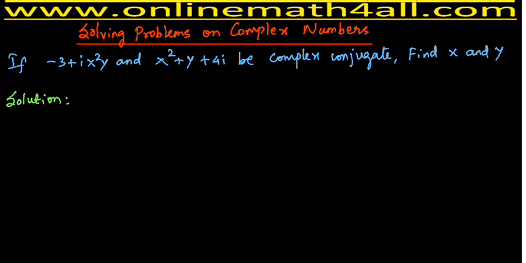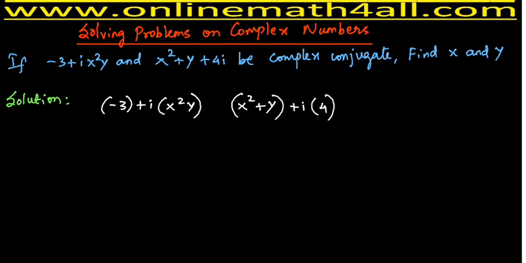Before we see how this problem can be solved, first let me write the given complex numbers. That is negative 3 positive i times x square y and x square positive y positive i times 4, because I've just taken parentheses for the real part and imaginary part for both the complex numbers. The part which has been multiplied by i is called the imaginary part, the part which has not been multiplied by i is called the real part.